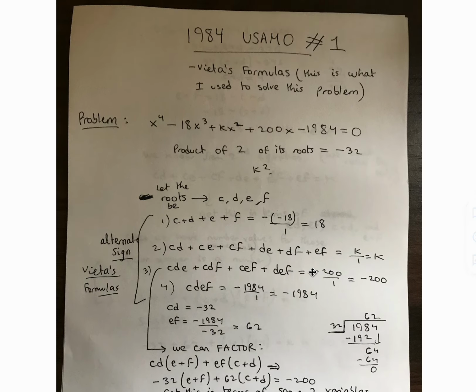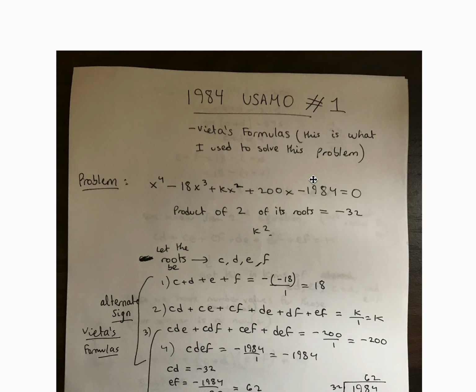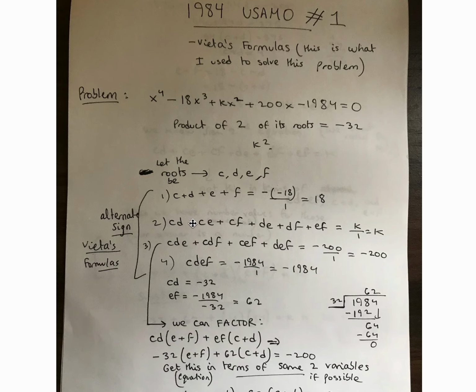The problem is asking for k, right? So we notice that the second equation here involves k. So we're most likely going to be dealing with this one, but we're also going to likely be using the other equations. So the product of two of its roots is negative 32. Okay. So basically what I did was I said CD is equal to negative 32, because these are two of the roots of this polynomial. And then for all four roots, CDEF is equal to negative 1984.